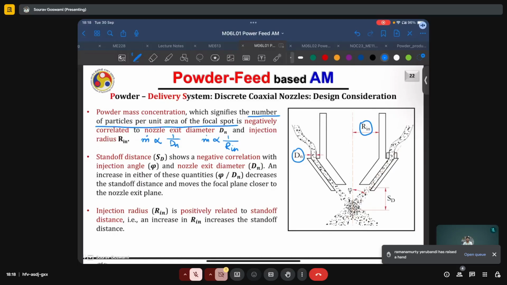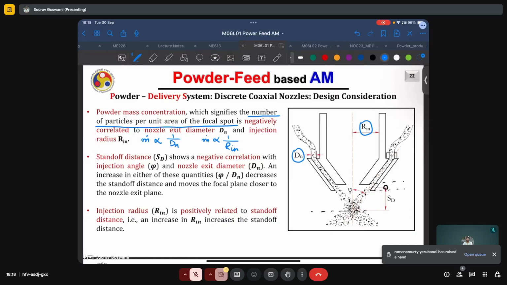Standoff distance is also shown, which is the distance of the nozzle from the focal spot plane. Here, one end of the nozzle is considered to be, say, intermediate between this inner nozzle section and this outer powder delivery tube. So, somewhere in between. And here we have approximated the powder focal plane. This distance is called the standoff distance. The inclination angle of the powder feed with respect to the vertical is denoted by phi, which is the injection angle.